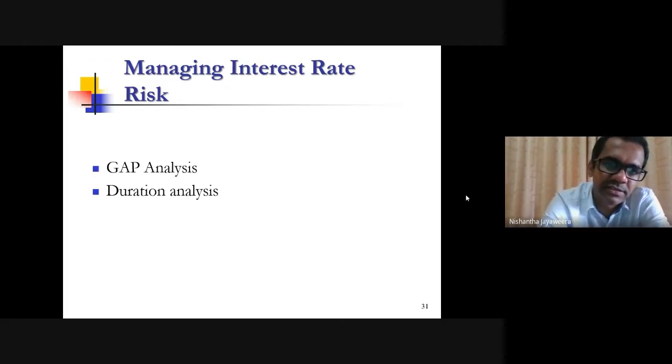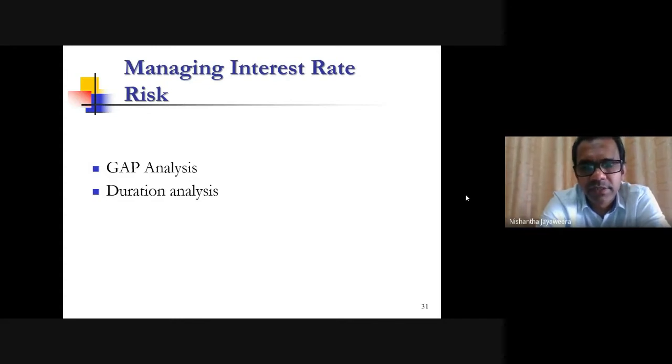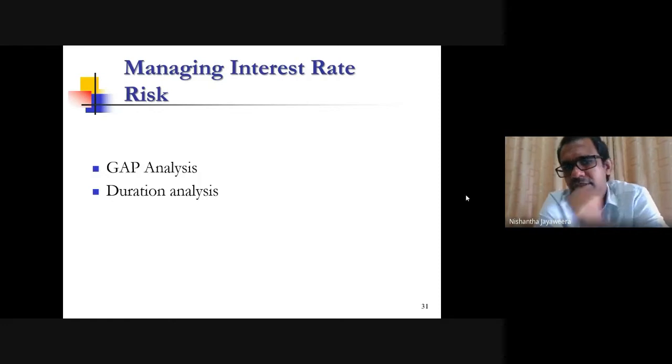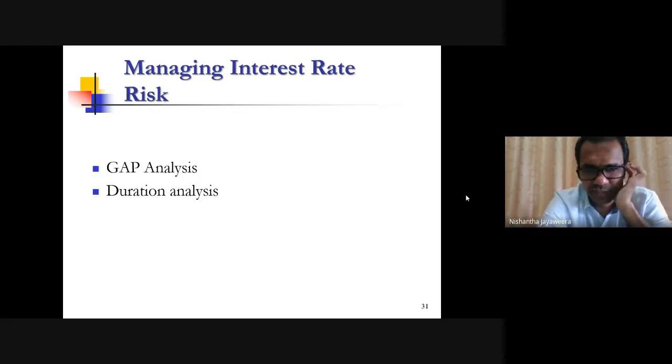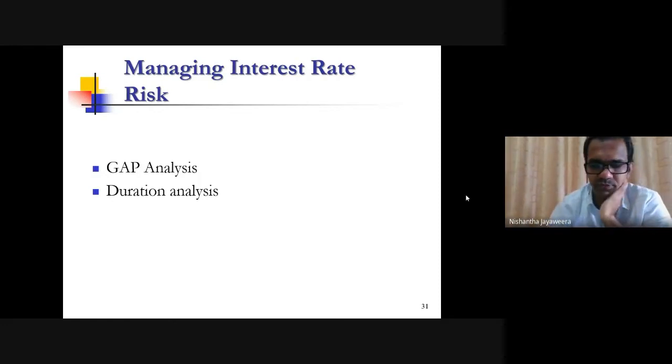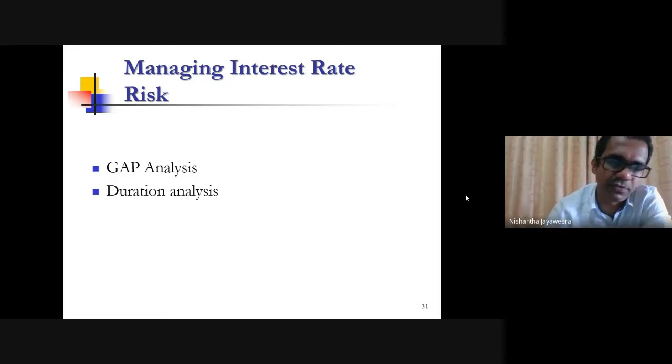Then the other one is the duration analysis. How do we do the duration analysis, and how do we measure the impact on the net interest income? So we'll discuss these two. Probably we will be able to finish it today. I think we should be.